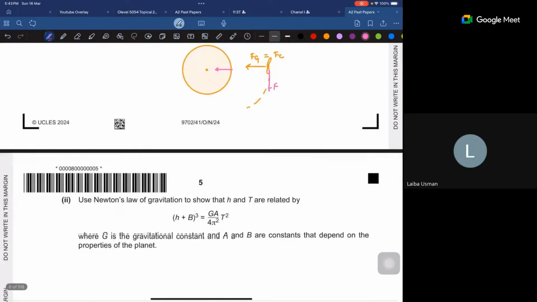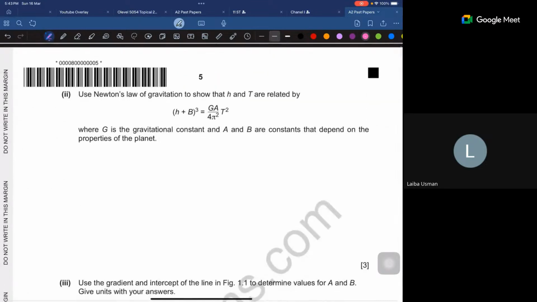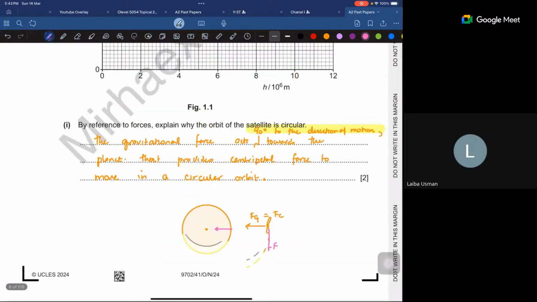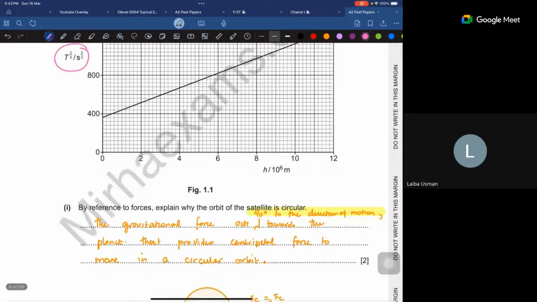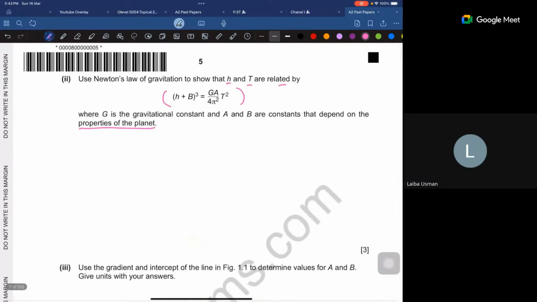The next thing we're going to do is the use of gravitational law, and in this one it says that h and T are related by this equation, where G is the gravitational constant, A, B are constants that depend on the properties of the planet. So show that h and T are related by this. We have on the y-axis T^2/3, and on the x-axis is h. And we're going to find this. So I think we're going to take the same path.